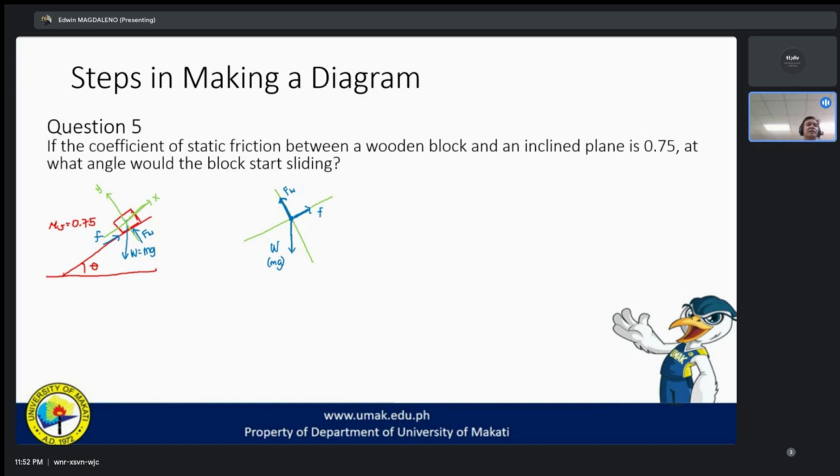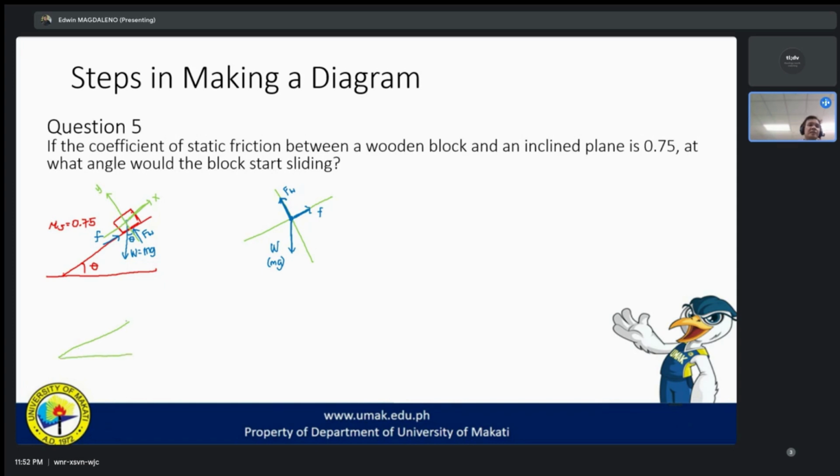Now something that we need to know is that the angle theta here should be equal to the angle theta which is also here. So how can we say that? How do we know that it is the same angle? If we try to redraw the diagram, sorry if it's a little bit off.